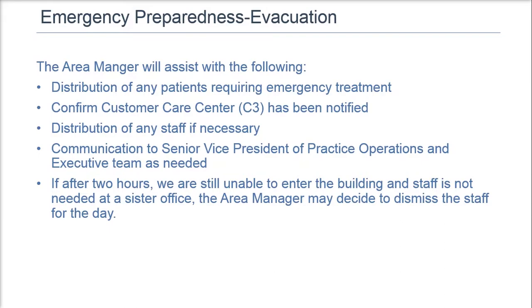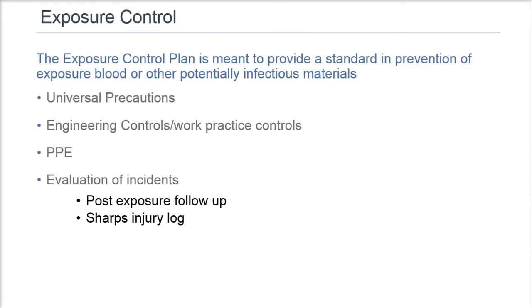Exposure control. The exposure control plan is meant to provide a standard in prevention of exposure to blood or other potentially infectious materials. It's important that we follow the following: universal precautions, utilize engineering practice controls, use our personal protective equipment, and evaluation of incidents. And that would mean post-exposure follow-up, and that we maintain a SHARPS injury log.